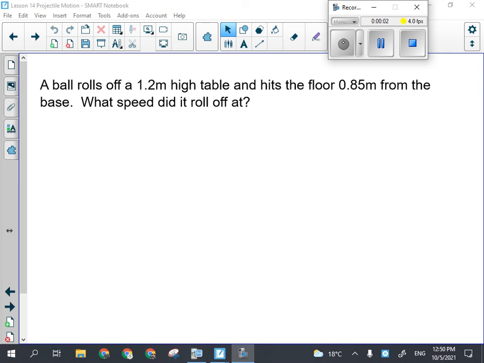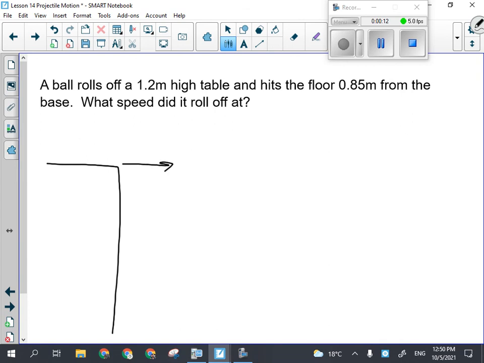Yesterday we were talking about projectile motion. We ended off the day talking about projectiles that are projected horizontally. Okay? What are a couple of things we need to remember about a projectile that is projected initially straight horizontal? The initial vertical velocity is 0.